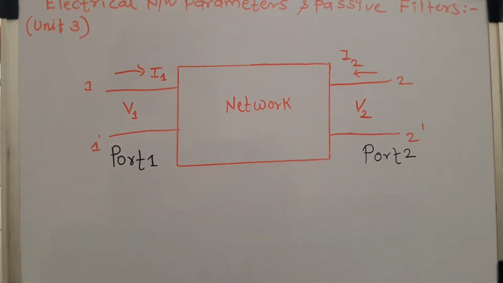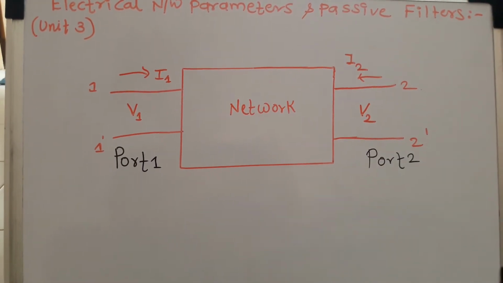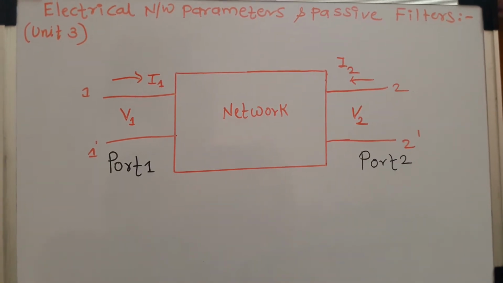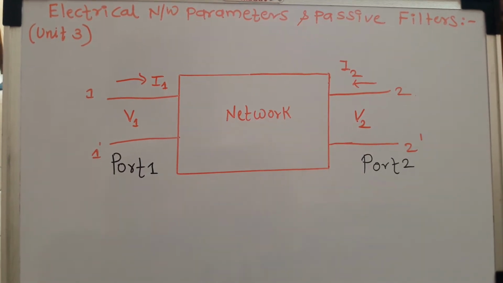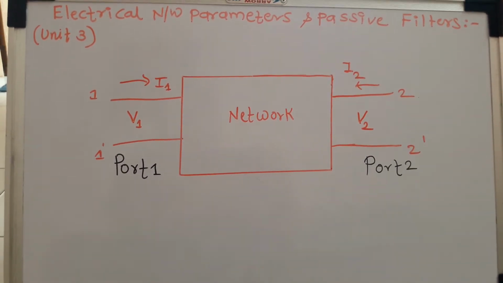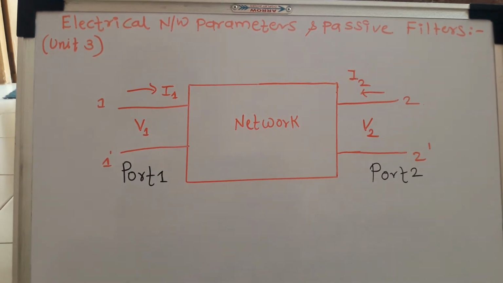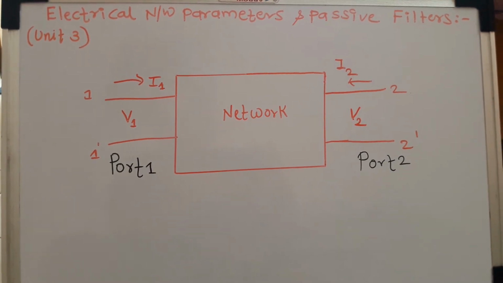A port is defined as any pair of terminals into which energy is supplied or from which energy is withdrawn, or where the network variables may be measured for the analysis part. So one such network is shown in the figure, which has terminals 1-1 dash and 2-2 dash.